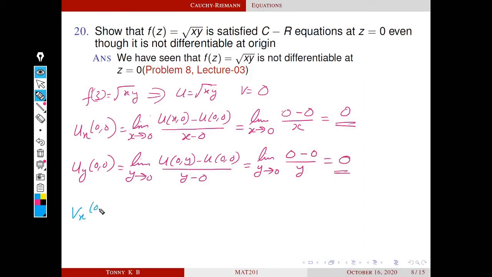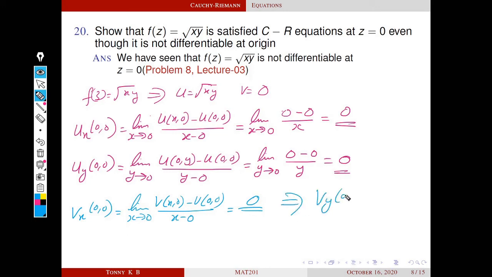What is v_x of (0,0)? The partial derivative of v with respect to x at the origin. By definition, this is equal to the limit, but v(x,y) is always 0. So this is 0 by x, and we know that the limit as x tends to 0 of 0 by x is 0. So this limit is 0. And similarly, we can easily verify that v_y of (0,0) is also 0. So now we have all 4 partial derivatives at the origin.